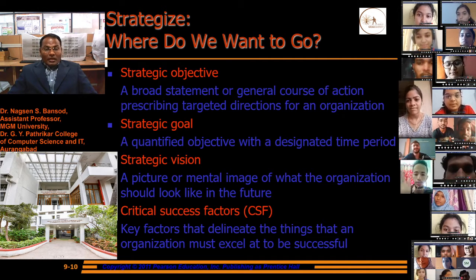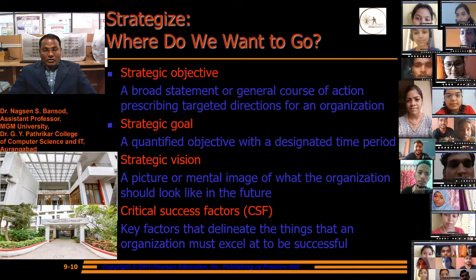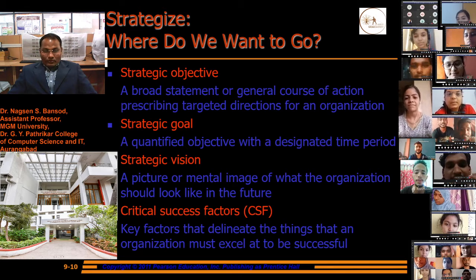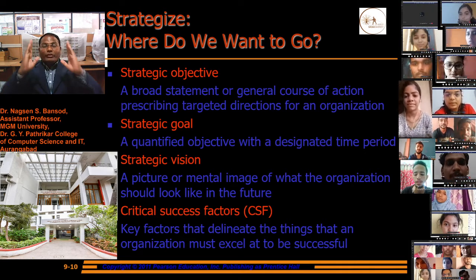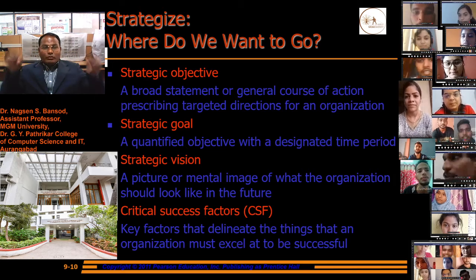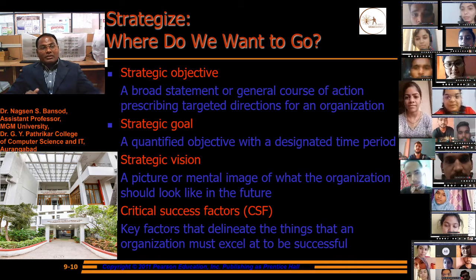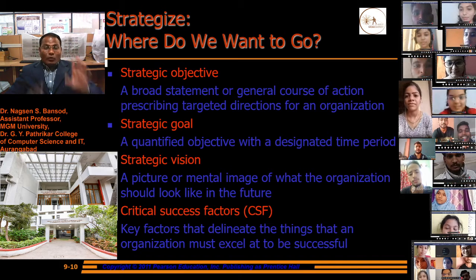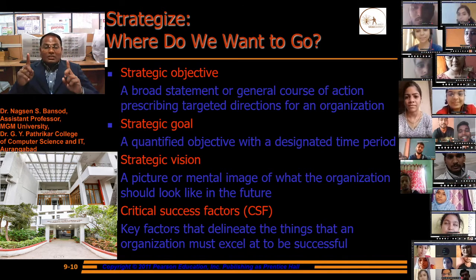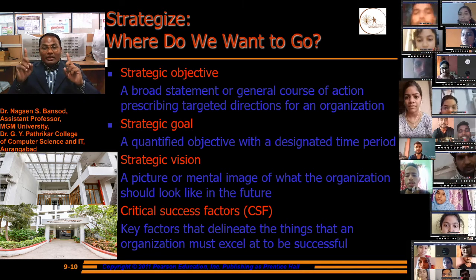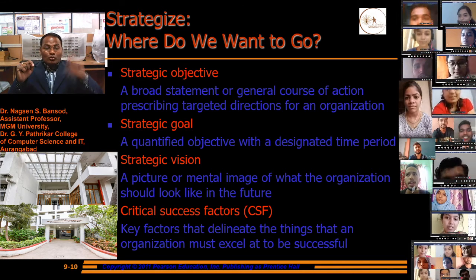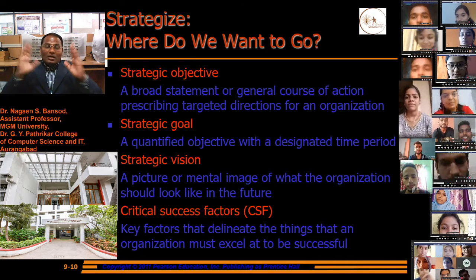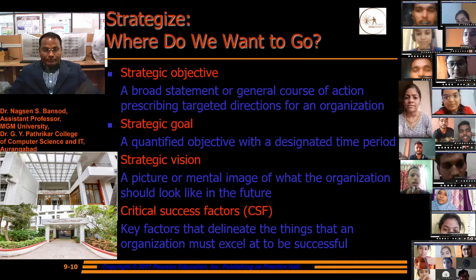Strategic vision: a picture or mental image of what the organization should look like in the future. We need a vision of how our business will be after 6 months, after 1 year, after 2 years, after 5 years, after 10 years. We need a strategic vision, a mental image of what the organization should look like in the future. After 50 years, what will our business look like?